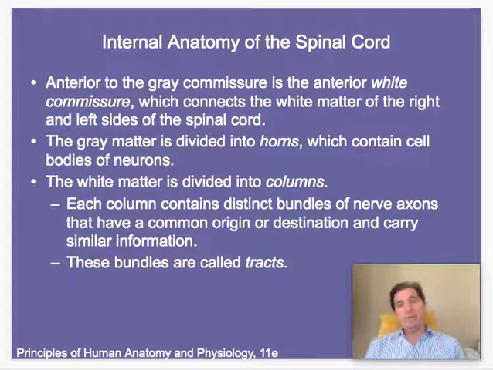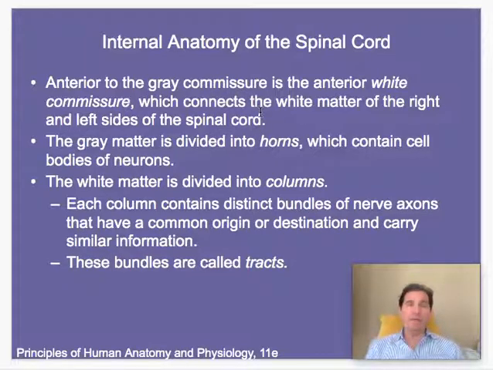Now, one of the things that we see is the anterior one, which is the white commissure, which connects the white matter on the right and left side of the spinal cord. The gray matter is divided into horns. Okay, so you have different horns, and the horns are those structures that look like the butterfly. And the white matter is divided up into what are called columns.